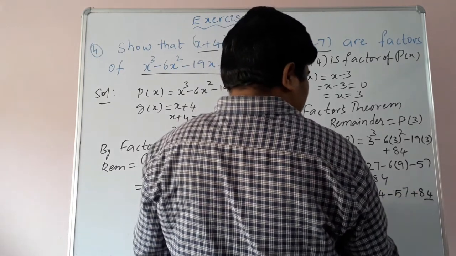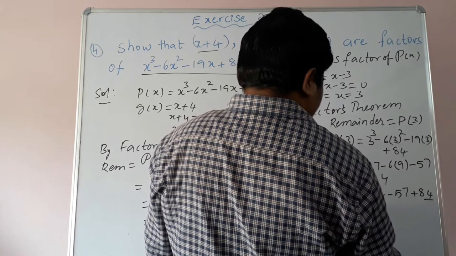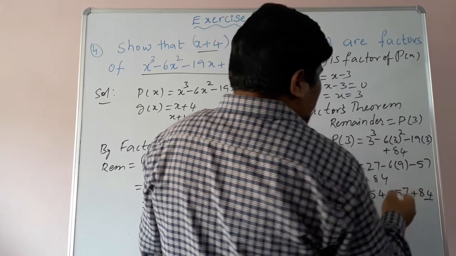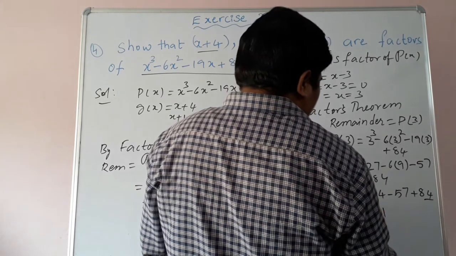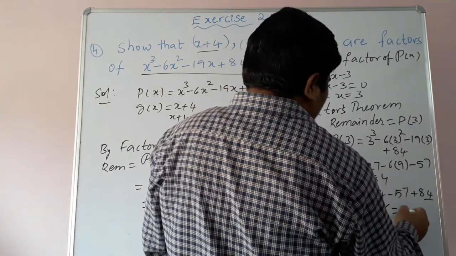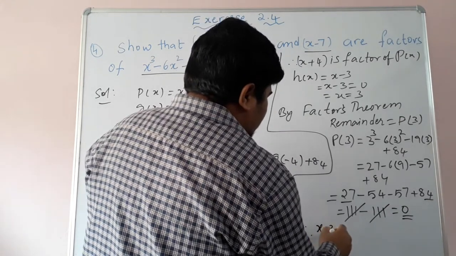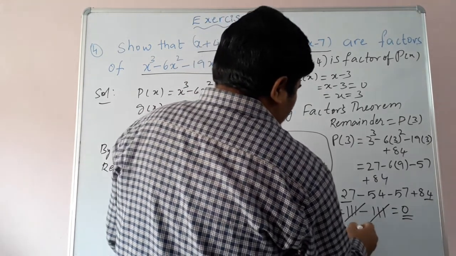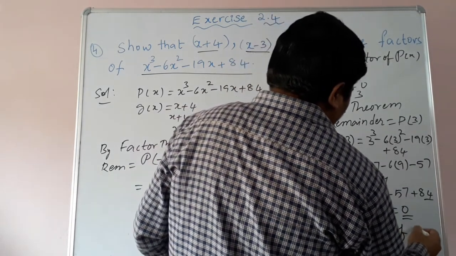So 84 plus 7 is 91, 91 plus 20 is 111, minus 54, minus 57. So children, this is negative 111. 111 minus 111 is 0. Here we got remainder is 0 now. Therefore x minus 3 is a factor. Okay, x minus 3 is a factor of p of x.